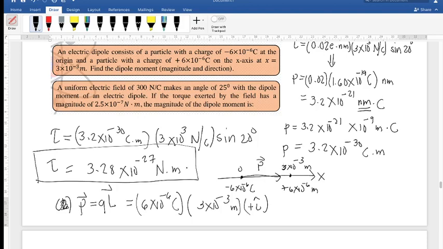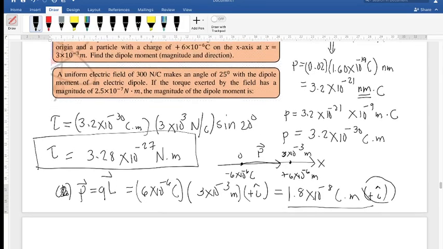So that is 1.8 times 10 to the negative 8 coulomb times meter, positive i hat. The magnitude of your dipole moment is 1.8 times 10 to the negative 8. The direction is along the positive x-axis, or from negative to positive. Pointing from negative to positive is also okay as a direction.